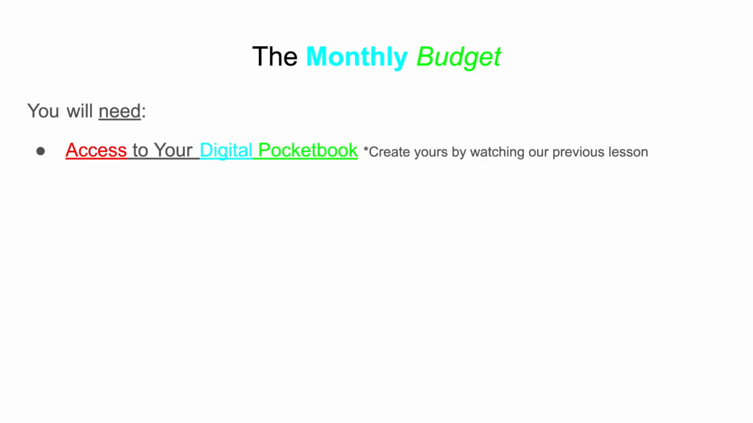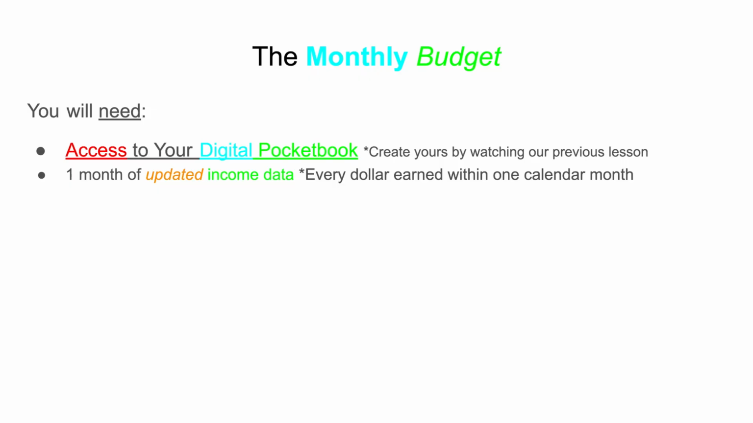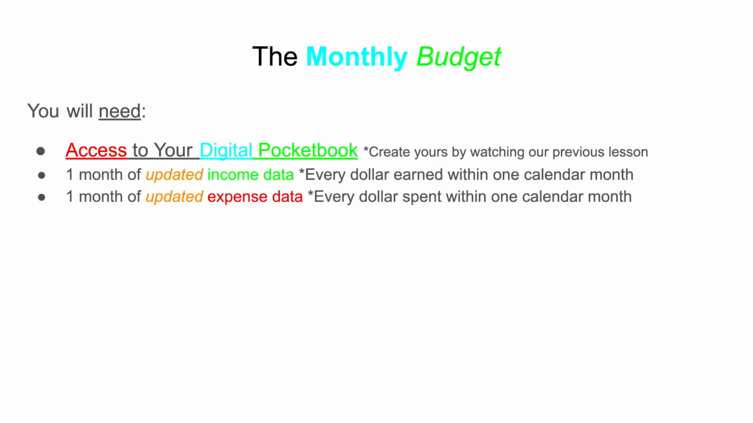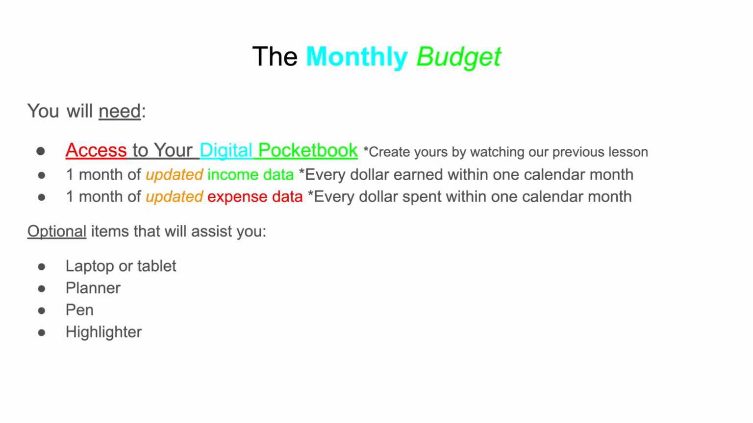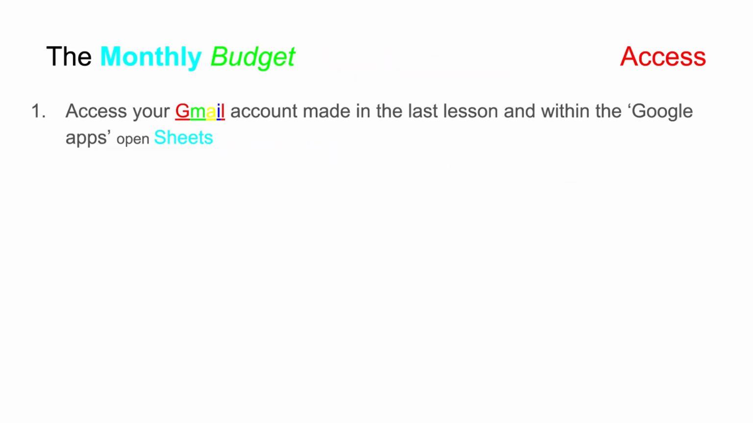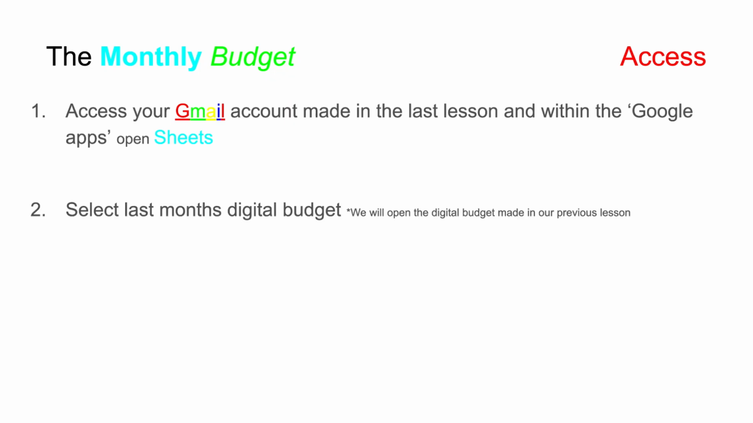The monthly budget. To update your monthly budget, you will need access to your digital pocketbook we made from Lesson 1 and next month's income and expense data. Access Google Sheets and open the digital budget we made in Lesson 1. In the File tab, select Make a Copy.